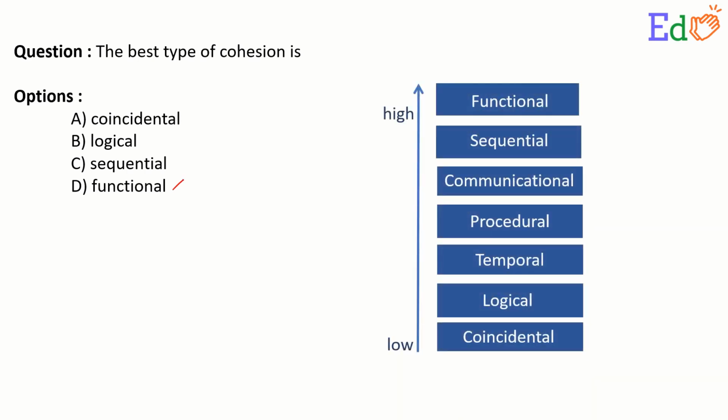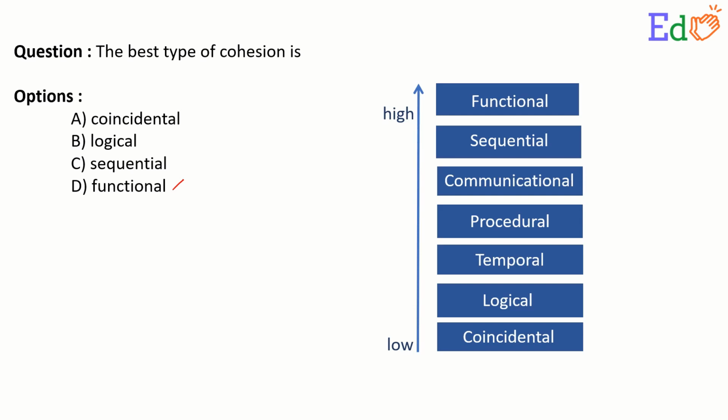As we can see in the chart, there are 7 types of cohesion. Cohesion can be classified into 7 types, starting from low to high: coincidental, logical, temporal, procedural, communicational, sequential, and functional. As we can see from the chart, functional is the best type of cohesion. But what about the other types of cohesion given in the options?